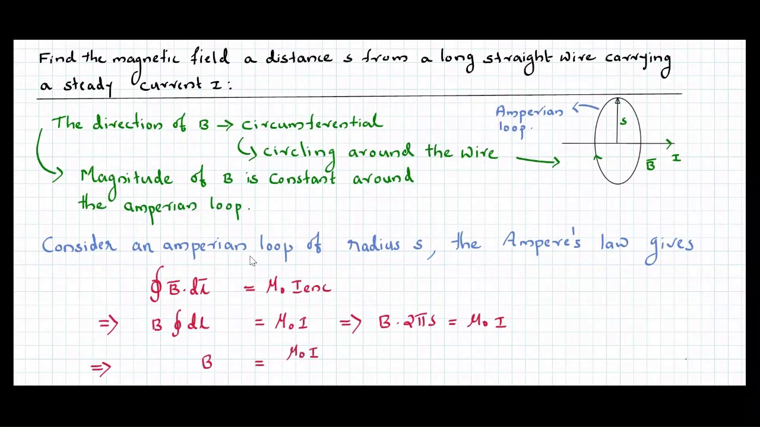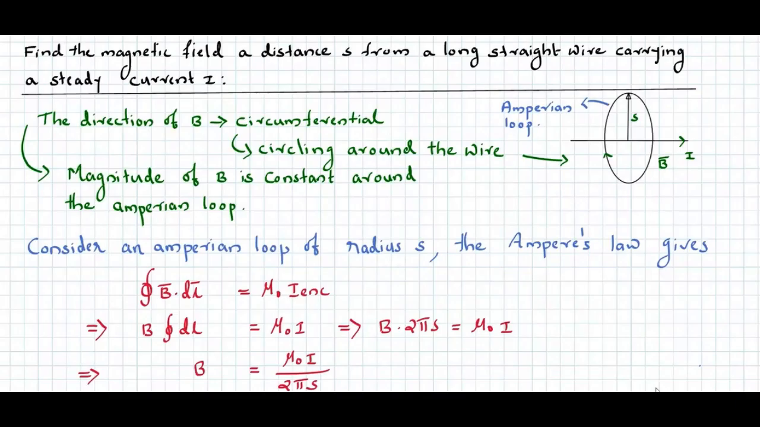What is the value of closed integral dl? That is nothing but 2 pi s, the circumference of the Amperean loop. Hence, B into 2 pi s equals mu 0 I, or B is equal to mu 0 I by 2 pi s.